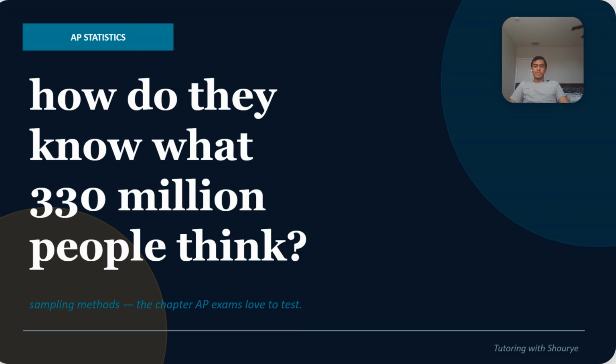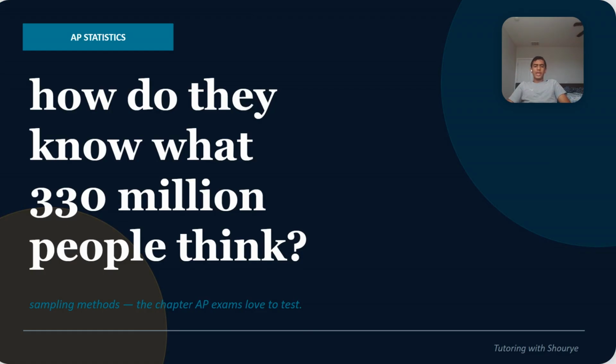Today, we are covering sampling methods for AP Statistics, and I'm going to explain all five types clearly with real examples for each one. Now, before we get into it, think about this. Every election poll, every survey, every study you have ever read about, none of them asked every single person. There are 330 million people in the United States, and nobody called all of them.